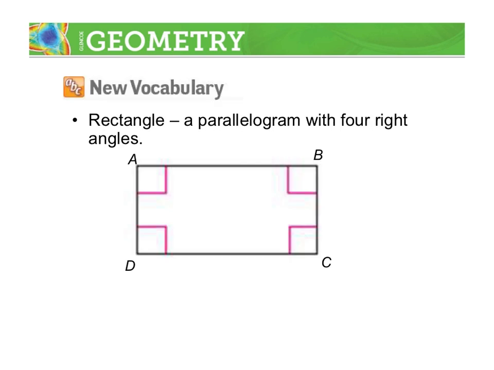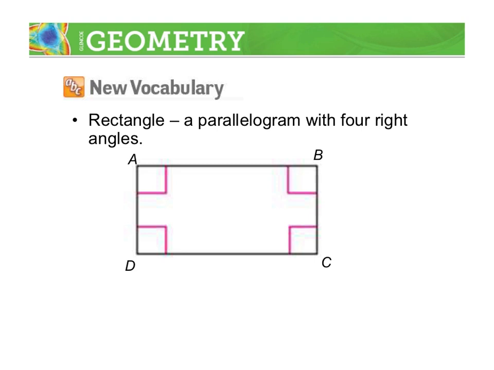So the only new vocabulary this chapter is a rectangle. Recall from 2 weeks ago, a property of parallelograms was that a parallelogram with one right angle has four right angles. Anytime a parallelogram has four right angles, it's a special case of a parallelogram called a rectangle.